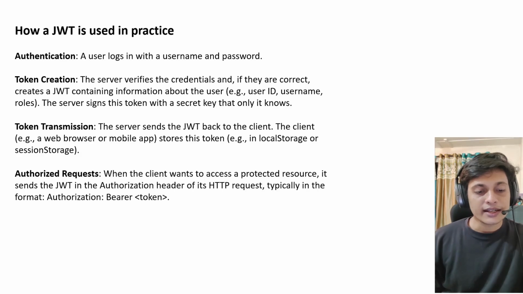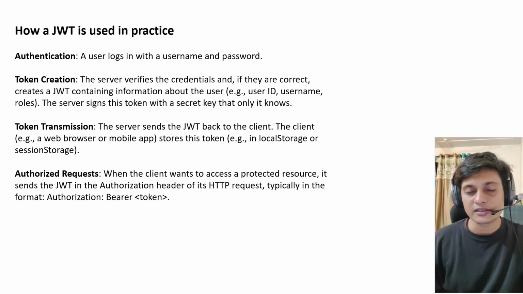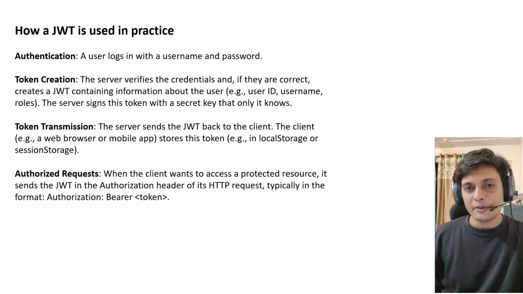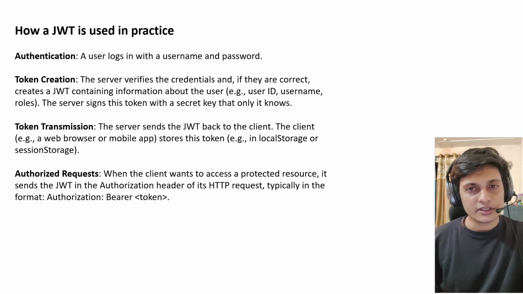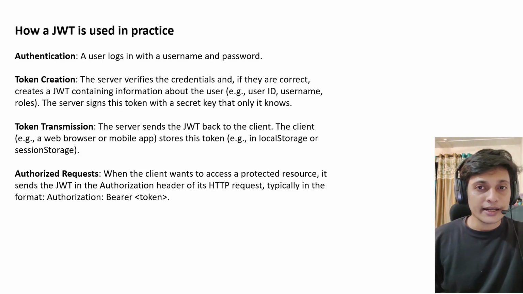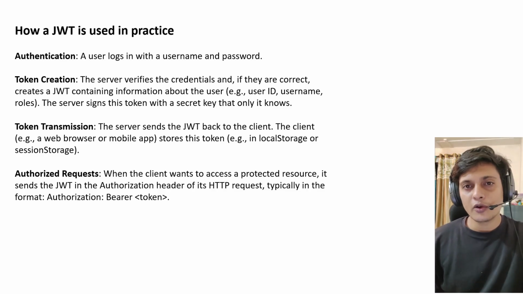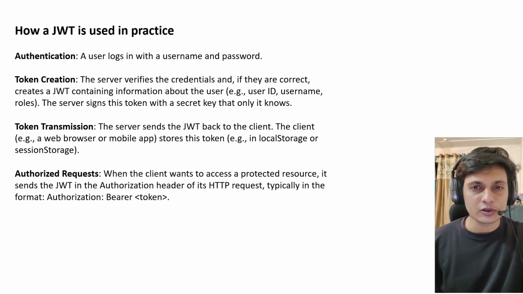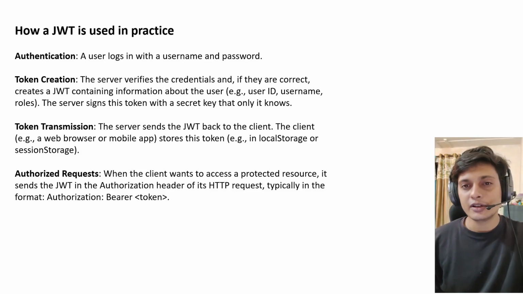Okay. Then authorized request. When the client wants to access a protected resource, it sends the JWT in the authorization header of its HTTP request. So what happened? First, we provided the username and password. It reached the server. The server created the token. This token is then transferred to your client. Client means your web browser. Now your web browser contains this token. So from now, whenever a user is going to access some resource from your application, your browser will add this token to the user's request, and then it will send it to the server.